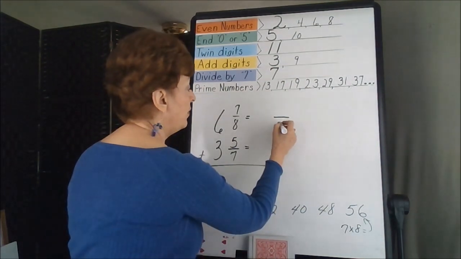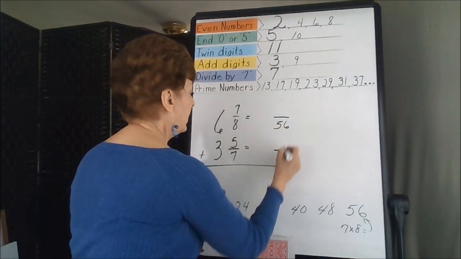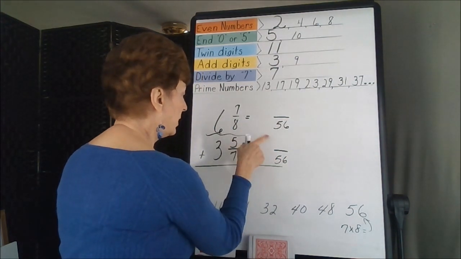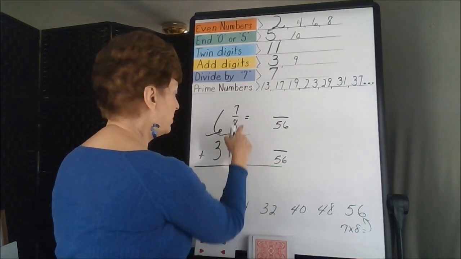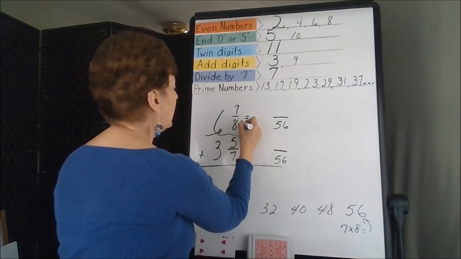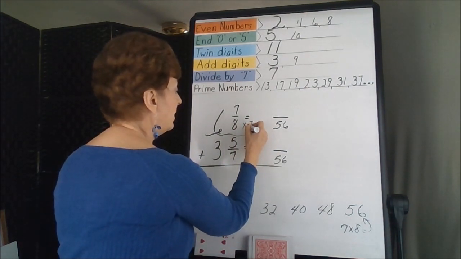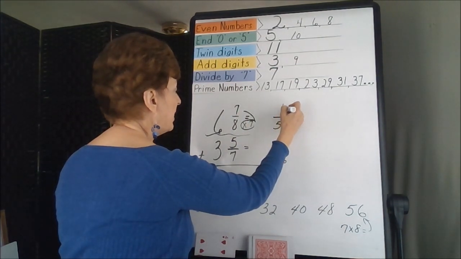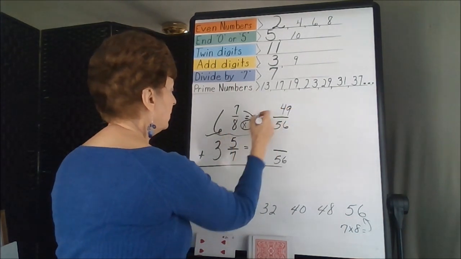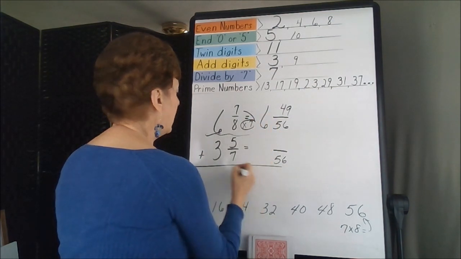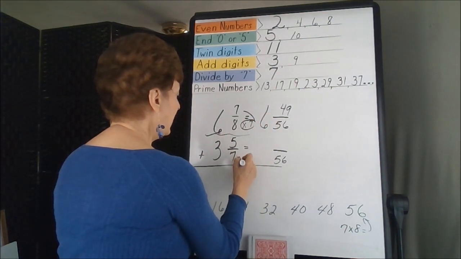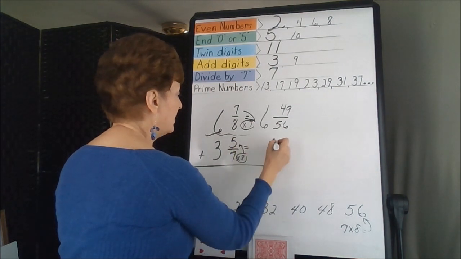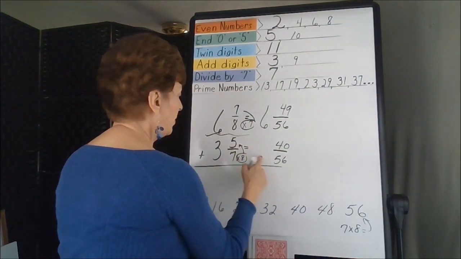At any rate, we found our common denominator. It's 56. And we're going to make two separate calculations here because these are two separate denominators. 8 times 7 is 56. 7 times 7 is 49. Pull over your whole number. 7 times 8 is 56. 8 times 5 is 40. Pull over your whole number.